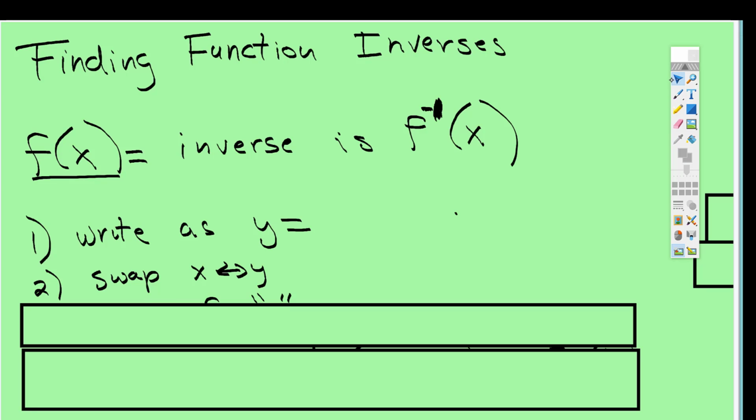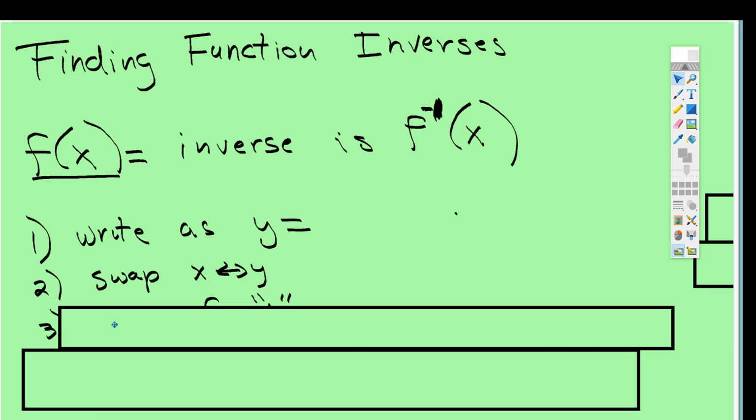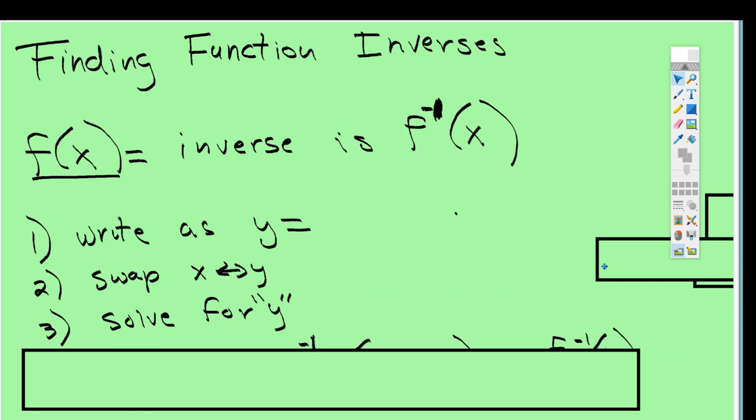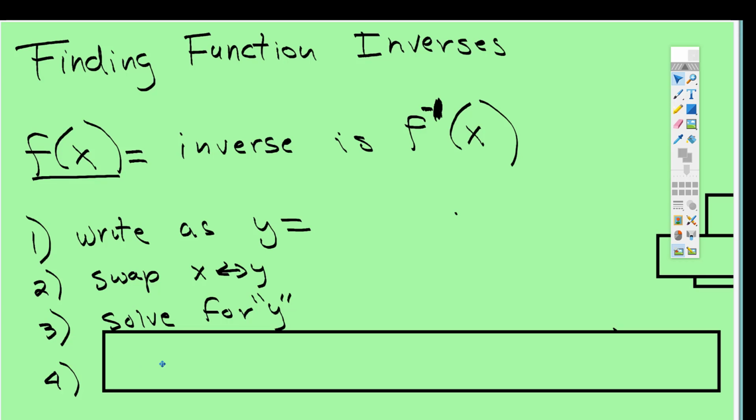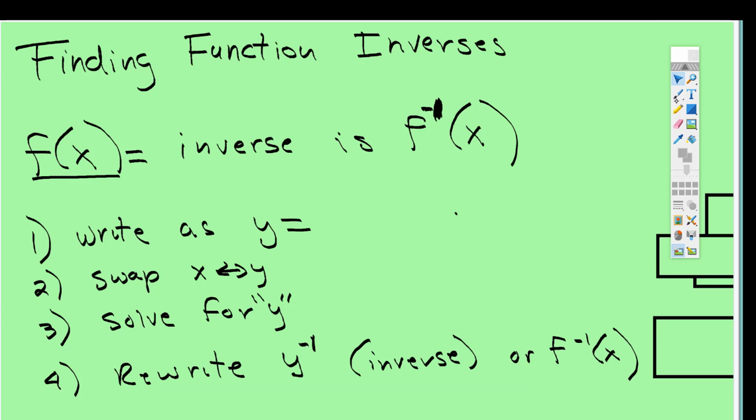All right, third step. Once you get the x's and y's swapped, then go ahead and solve for y like you would normally do. And then once y is by itself, rewrite it as either y to the raised -1 or f to the raised -1 of x. All right, let's get started.